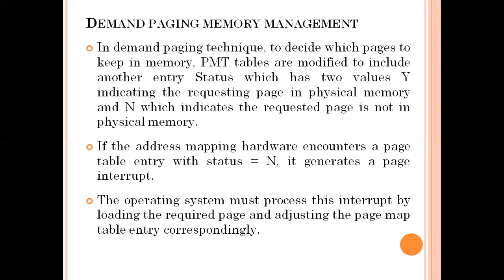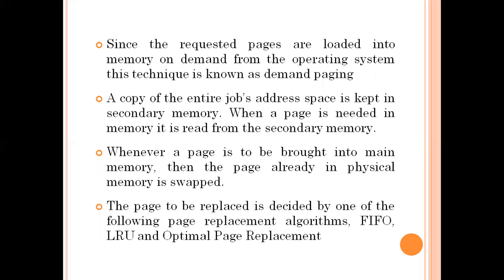So in a page map table, status N means not available in the physical memory. Y means it is there in the physical memory. So only those pages for which the status is Y can be executed, because they are available in the physical memory. For any page, if the status is N, it means right now it is not available in the physical memory. It should be brought into the physical memory before execution. Since the requested pages are loaded into the memory on demand from the operating system, or after demand from the processor, this technique is known as demand paging.